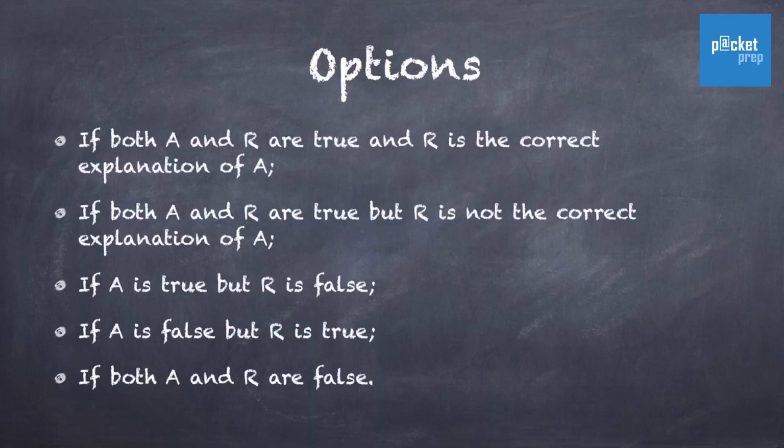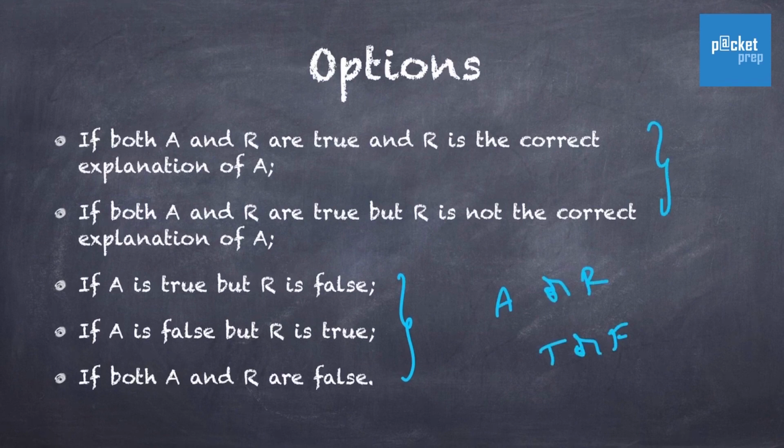Got it? Another tip is to understand the options clearly, and the options would be given as such. If both A and R are true, and R is the correct explanation of A; if both A and R are true, but R is not the correct explanation of A; if A is true, but R is false; if A is false, but R is true; if both A and R are false. If the answer lies in between these three options, you can figure it out easily, by identifying whether the assertion or reason is true or false.